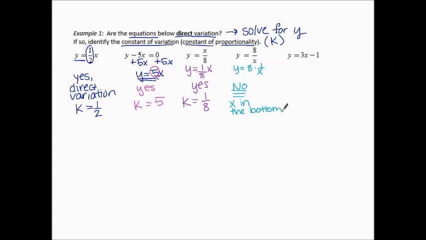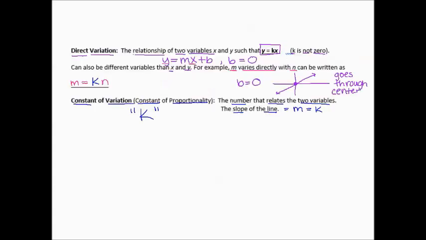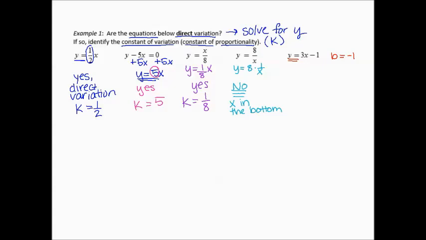And finally, let's look at our last example here. I have y equals, but here I have 3x minus 1. So here my b is equal to -1. And remember we said for direct variation that b must always be 0. So this one is not going to be direct variation because b is equal to -1.